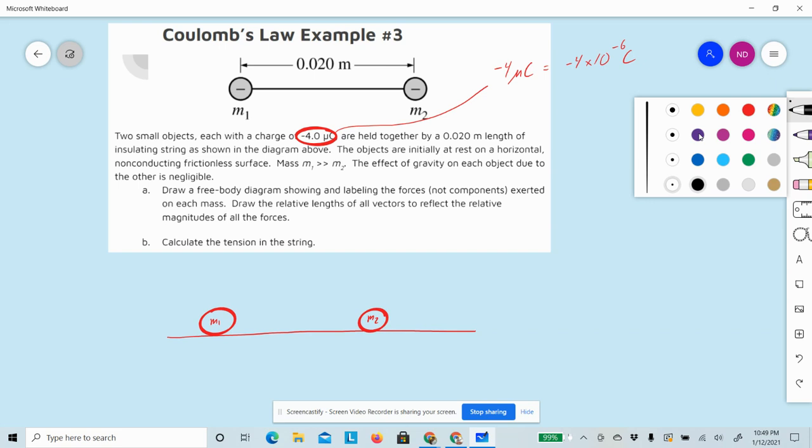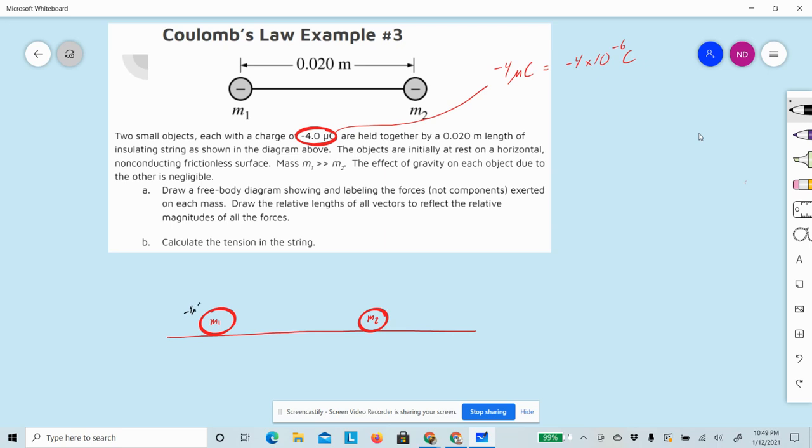This has a charge of -4 microcoulombs. This has a charge of -4 microcoulombs. Like charges repel. So there is going to be an electrostatic force repelling these two. And you have to be careful. I didn't do such a great job, but I did pretty close. You should touch the object there. It's got to be touching the object.